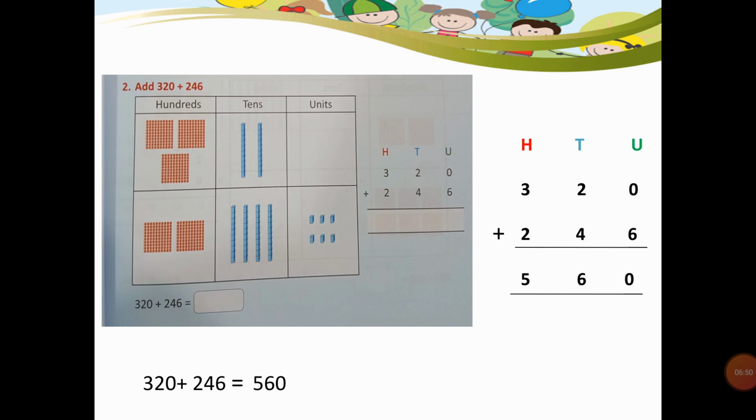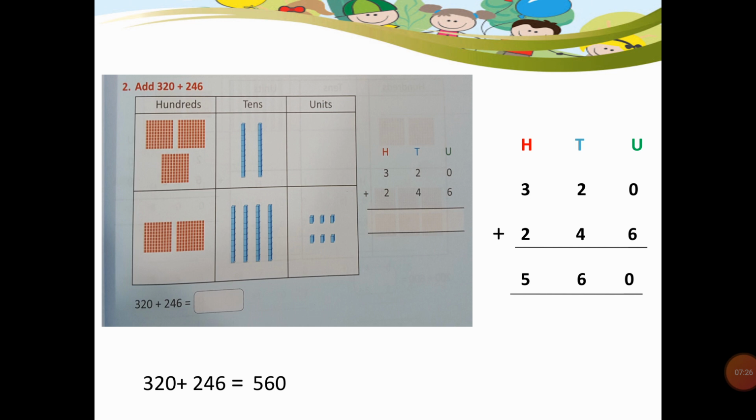Moving on to question number 2, which is also given on page number 33 of your book. Add 320 with 246. Students, in 320 we have 3 blocks in hundreds column. That means we have 3 hundreds. So we will write 3 in hundreds column. Then we have 2 blocks or 2 bars in tens column. That means we have 2 tens. So we will write 2 in tens column. And we have 0 units. We have no units, so we will write 0 in units column.